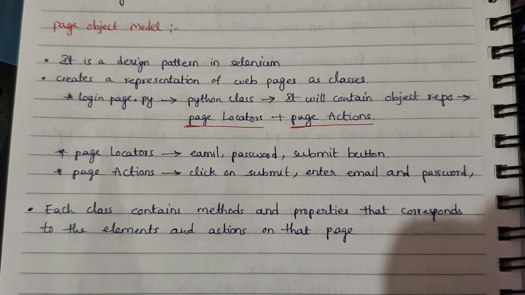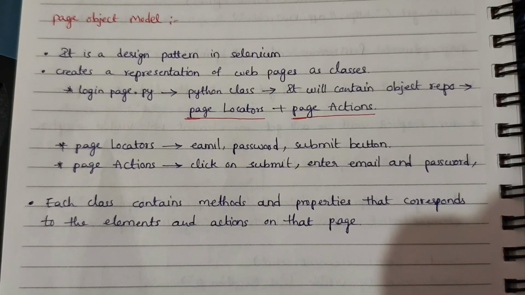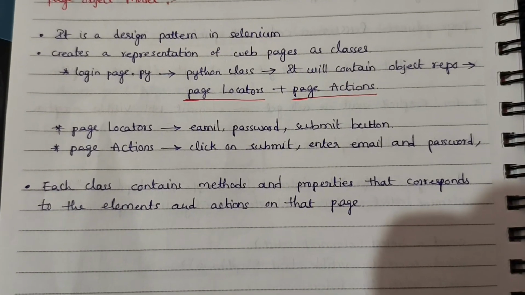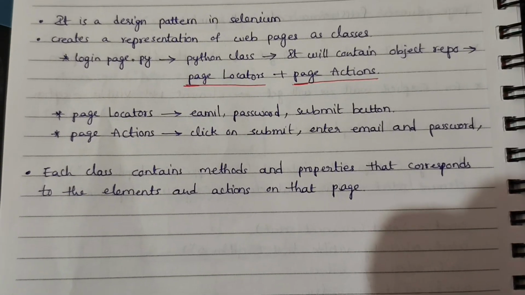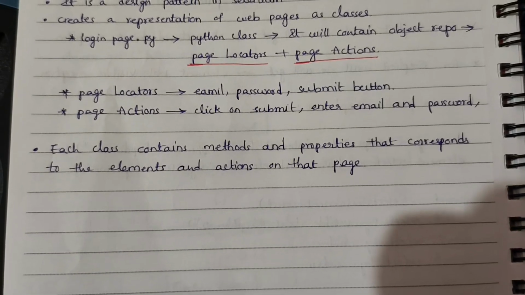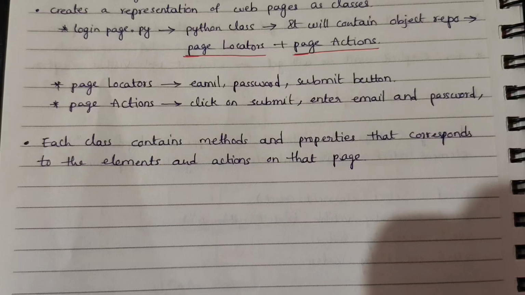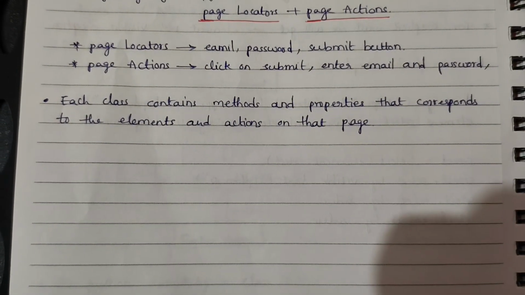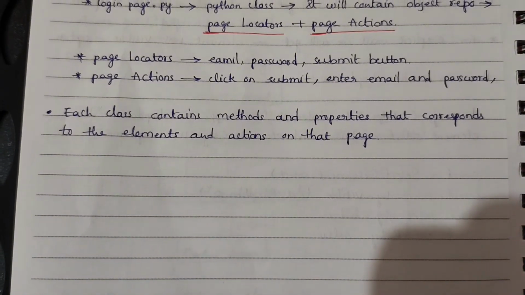Okay, so what is page object model? It is a design pattern in Selenium that creates a representation of web pages as classes. So now this is the web page as a class, login_page. In this class it will contain the object repo, that is page locators and page actions. Page locators means email, password, submit button. Actions are click on submit, enter email and password. Each class contains methods and properties that correspond to elements and actions on that page.